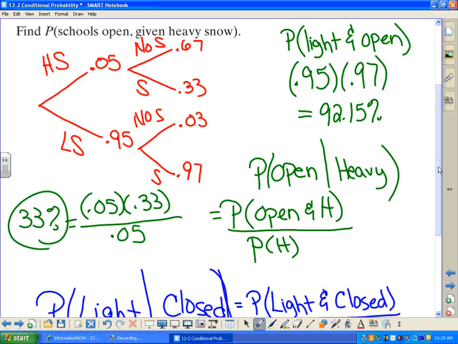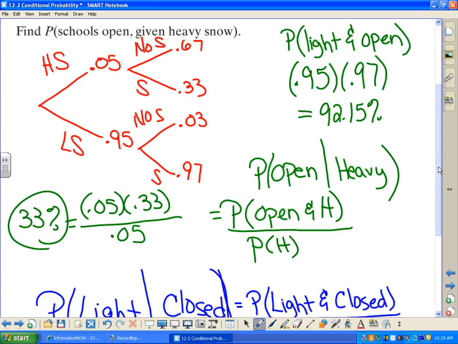How do you get the closed up here? How do you get the probability that the school is closed? Unfortunately, I can't quite do that because those are on different branches of the tree diagram. So I can't multiply them like that. How can school be closed? It can either be heavy snowfall and closed, or it can be light snowfall and closed. Since there are two ways that school can be closed, I have to account for them both.